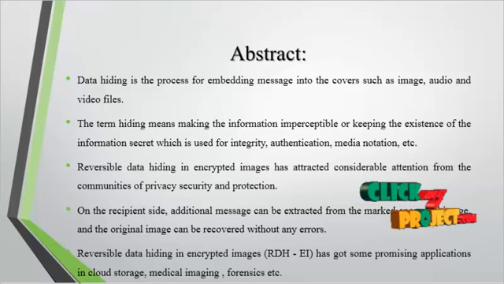The data hider on the server divides the encrypted image into three channels, respectively the three bands in the RGB image, and embeds different amounts of additional bits into each one to generate the marked encrypted image. On the recipient side, the additional message can be extracted from the marked encrypted image and the original image can be recovered without any error.